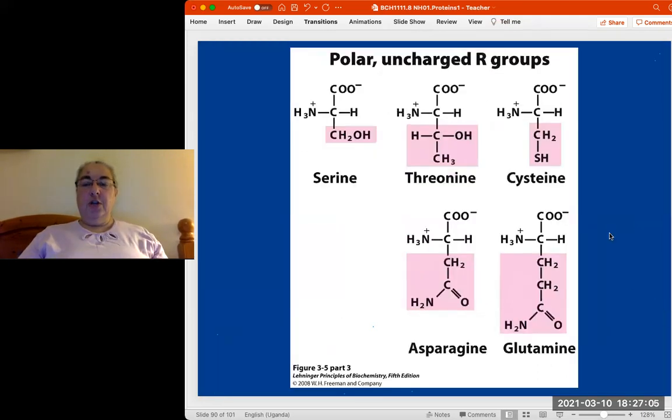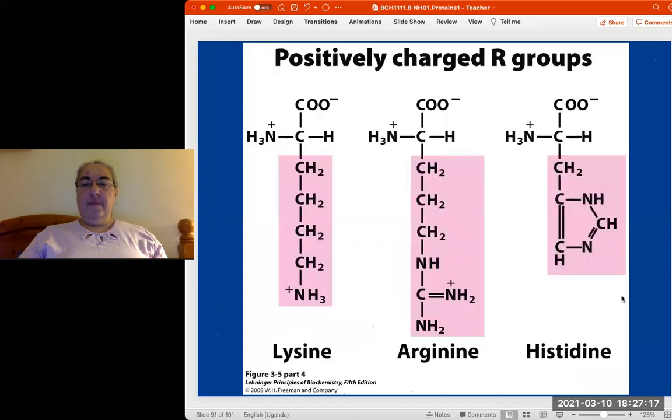Polar uncharged groups: serine, threonine, cysteine, asparagine, and glutamine. Positively charged R groups: lysine, arginine, and histidine. So these are the three, especially lysine and arginine, that are important in interacting with negatively charged DNA.